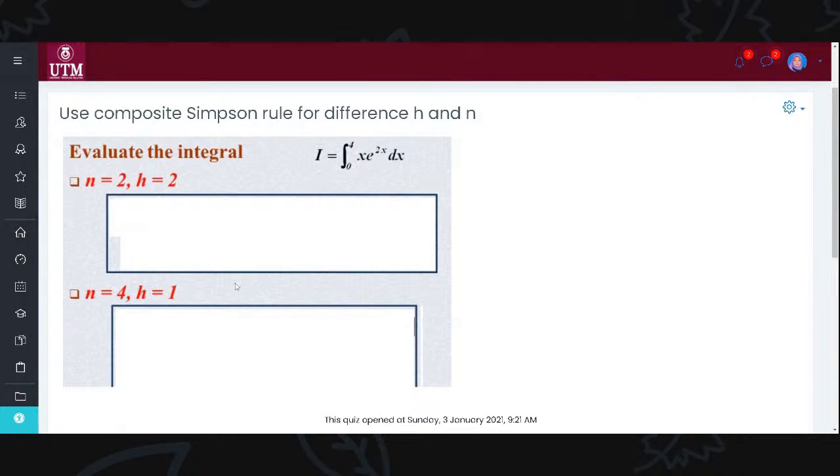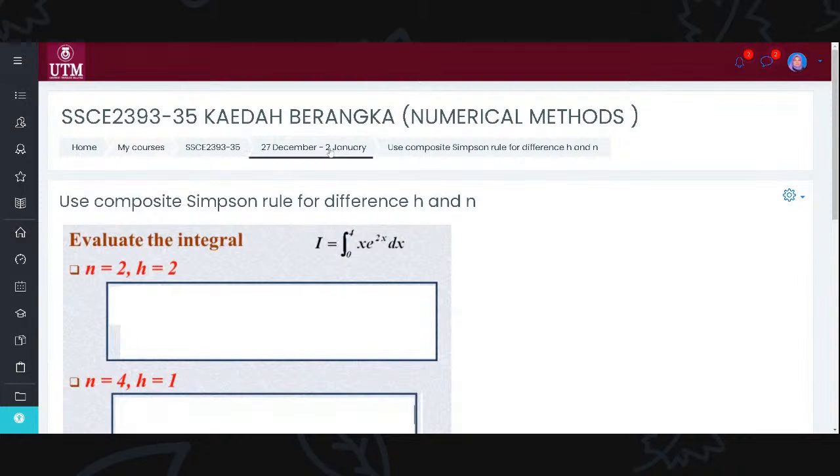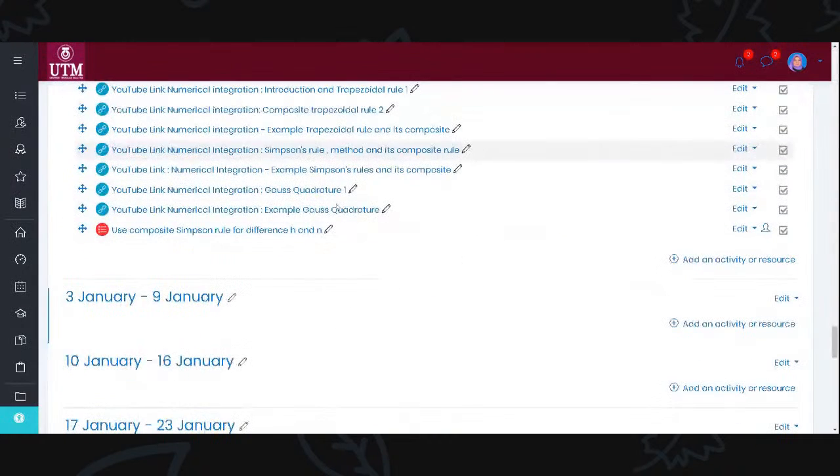I hope you can also prove the formula for composite Simpson's rule for H equal to 2 and composite Simpson's rule for H equal to 1. Actually, the basic Simpson's rule is H equal to 4. So please use this and send your answer. There is a column here. I'm waiting for your answer at the quizzes.